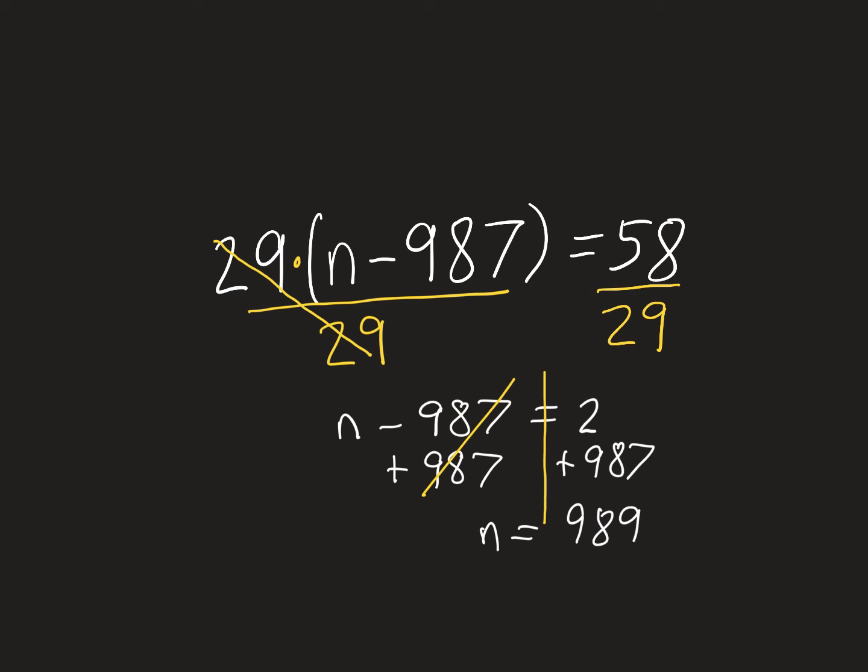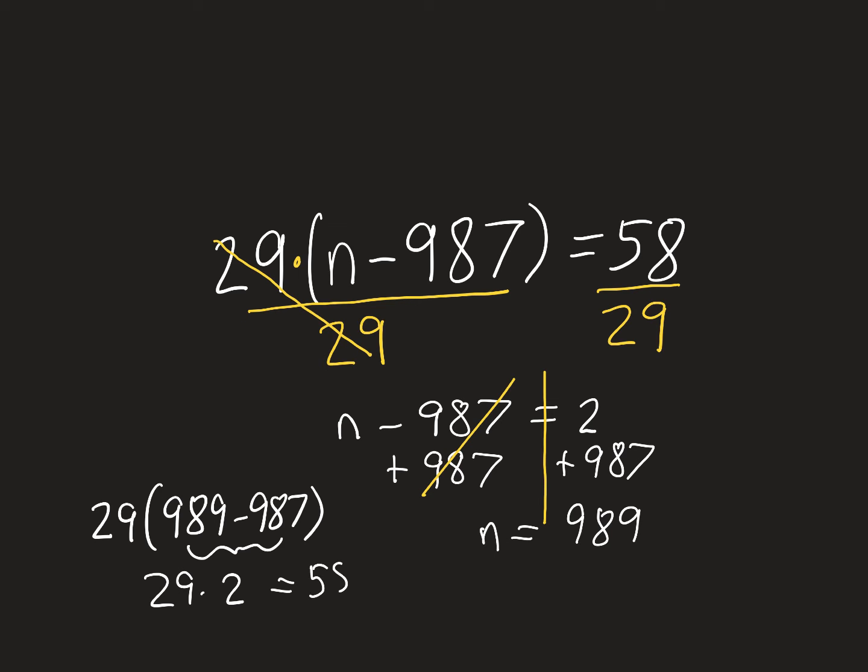To plug this in, you can go in and you can say, well, 29 times 989 minus 987. Well, you would follow your PEMDAS, which says do what's in parentheses first. This would give us 2. So you'll have 29 times 2, which is indeed 58. So you'll say, yep, that checked out.